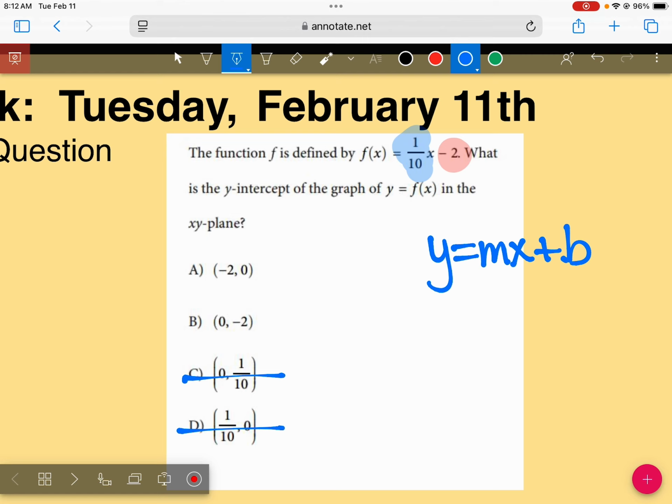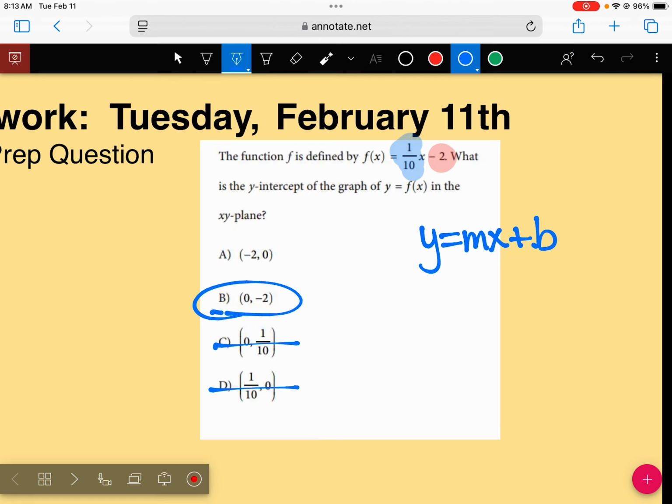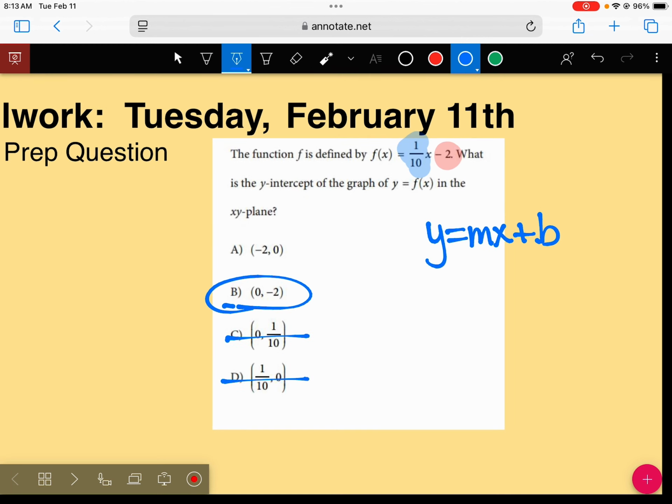So what do you think is the correct way to write the y-intercept, Isaiah? Letter B. So the y-intercept, you always start with a 0 because x is 0 and y is -2.